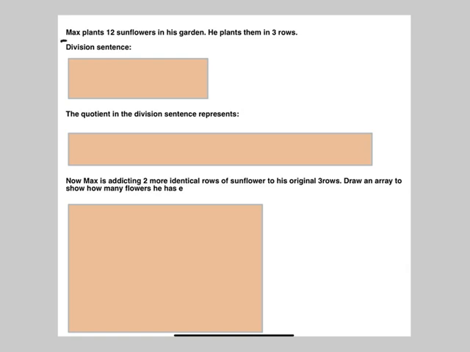The question here is, Max plants 12 sunflowers in his garden. He plants them in 3 rows. Write a division sentence. What did Max do? Max is planting sunflowers in his garden. How many did he plant? He planted 12 sunflowers. So the total we know here is 12. 12 is the total. He plants them in 3 rows. Each row is a group, right? So the number of groups is 3.